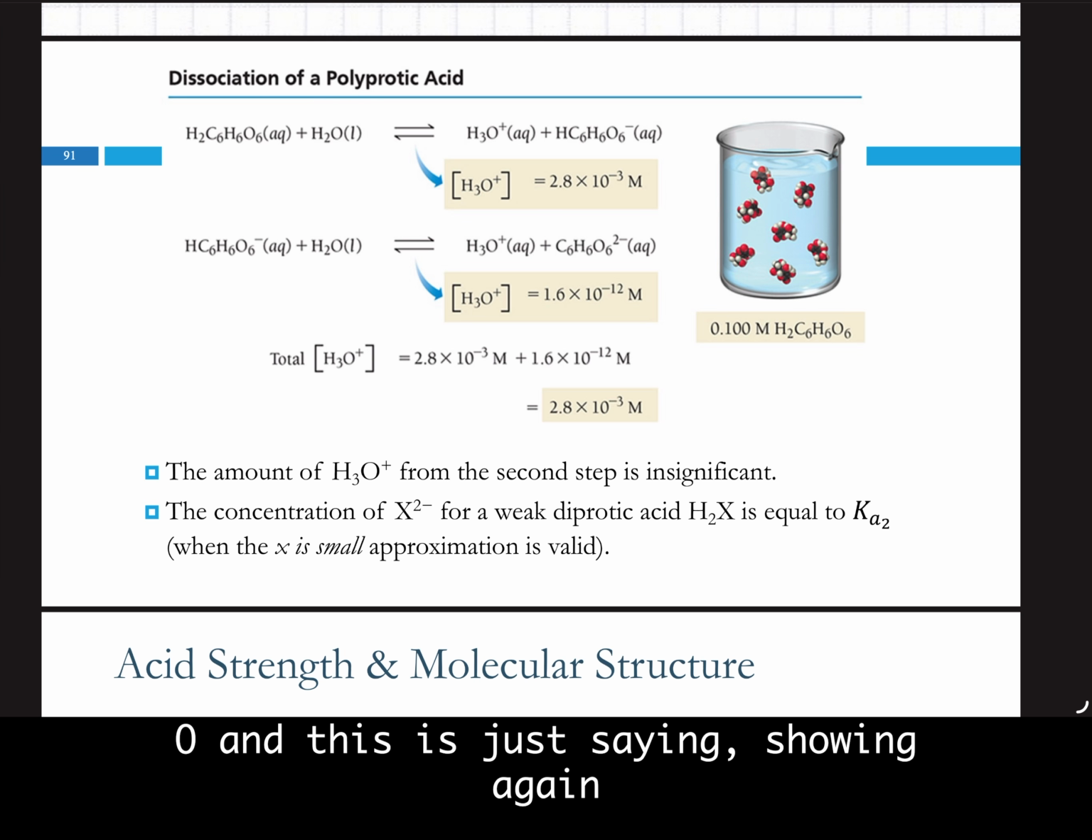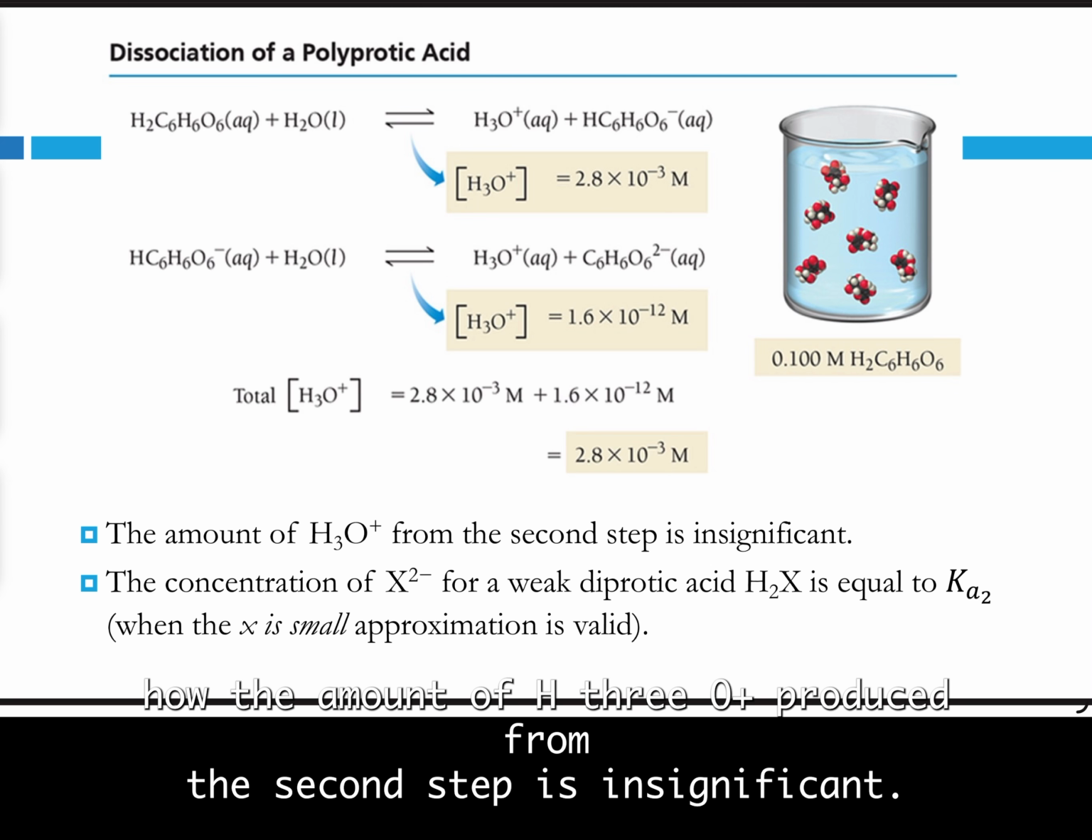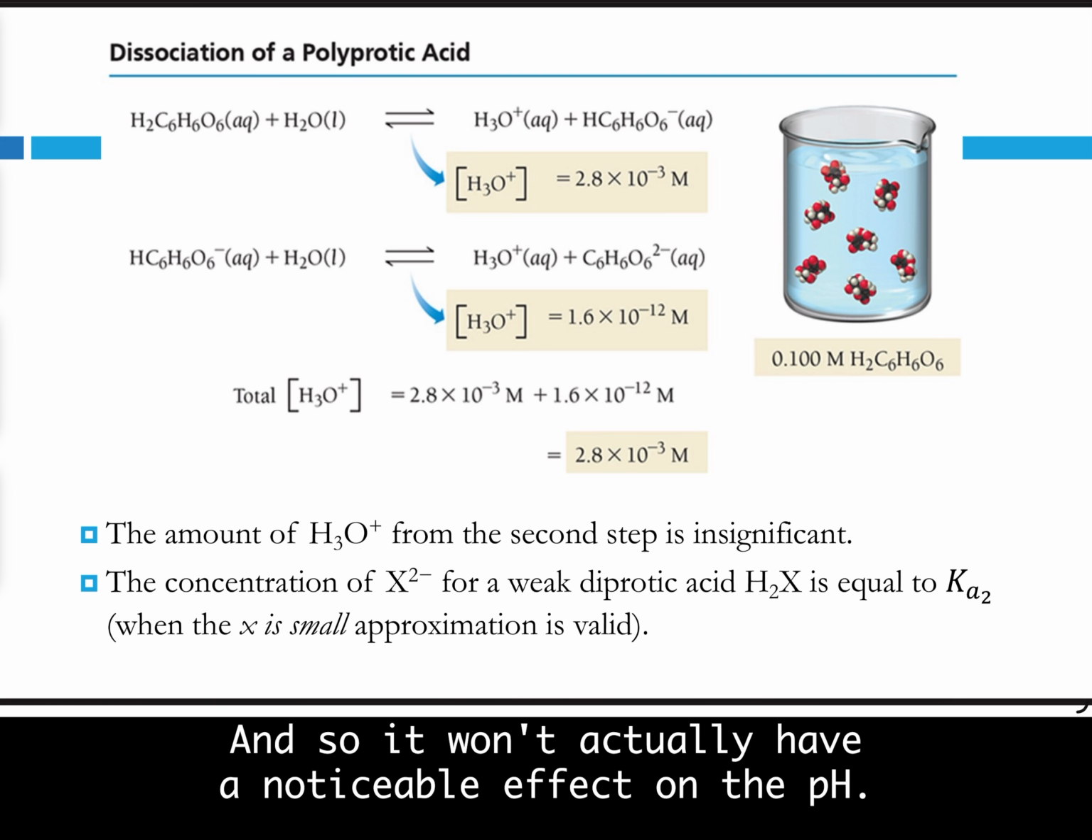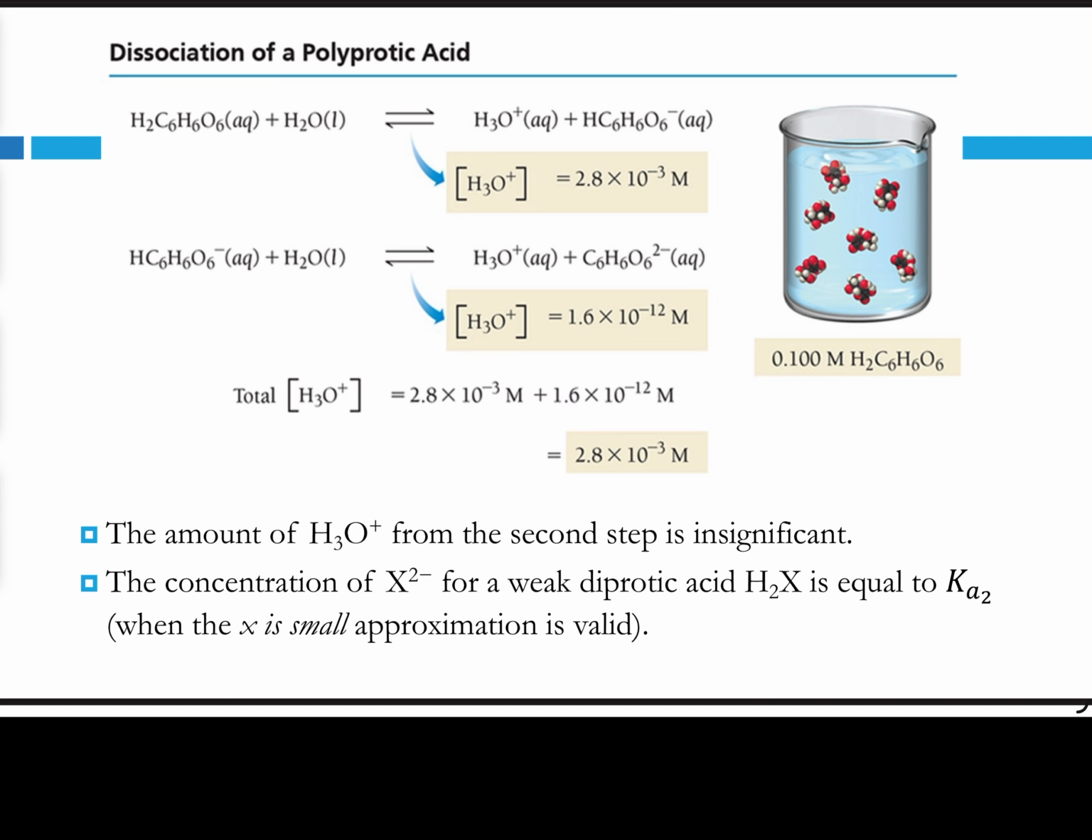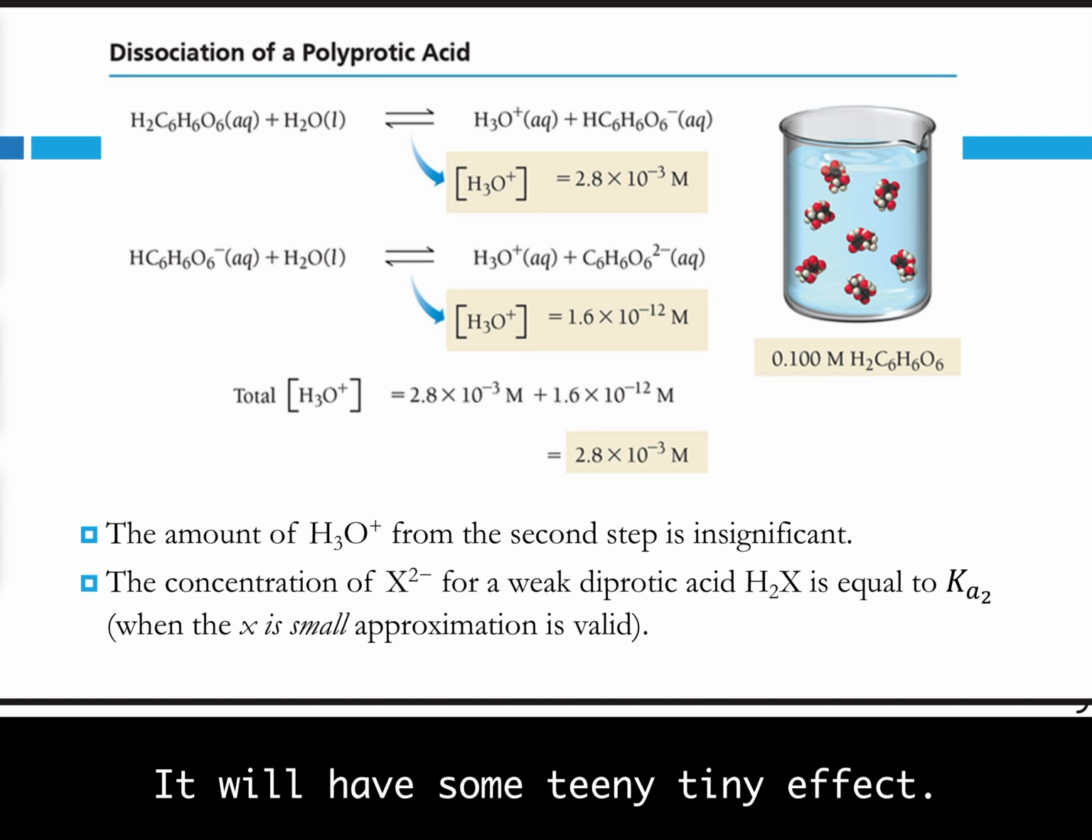Oh, and this is just showing again how the amount of H3O+ produced from the second step is insignificant, and so it won't actually have a noticeable effect on the pH. It will have some teeny tiny effect.